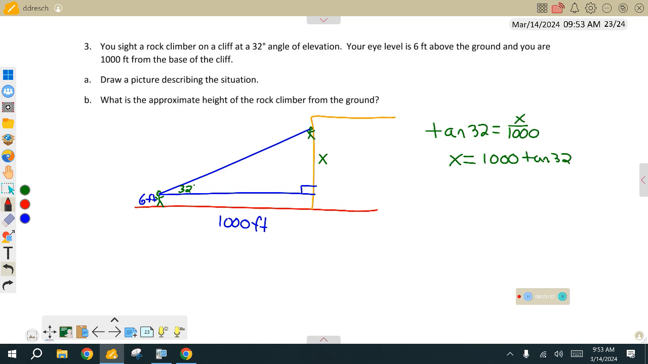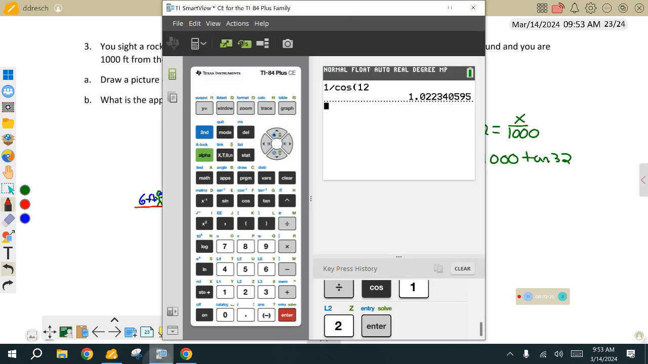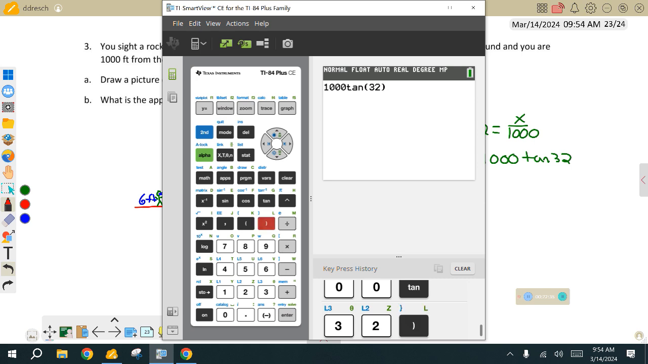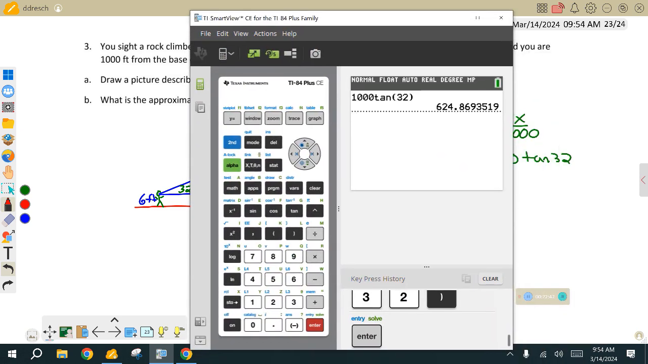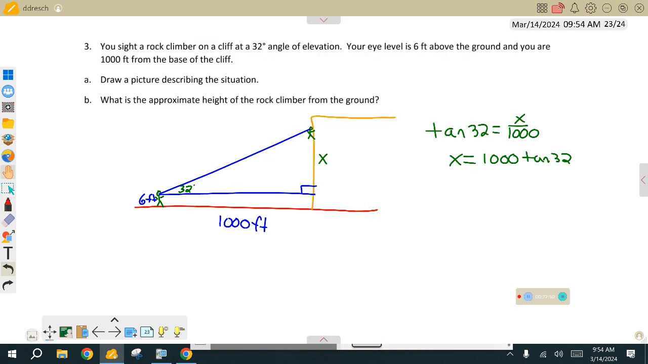Let's go to that calculator of ours. It's ready to go. I forgot to make sure I'm in the right mode. I am. 1,000 tangent of 32. I don't think it did officially tell us how to round. No, let's just go to nearest whole number. So in this instance, 625. 625 feet. So we can say the rock climber is roughly 625 feet above the ground. And you circle that answer.